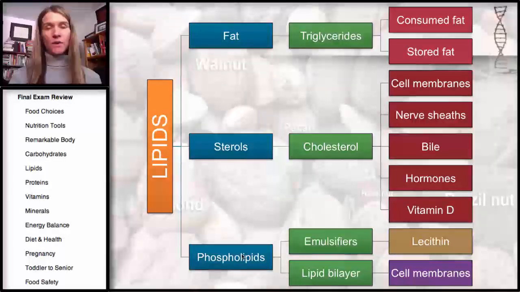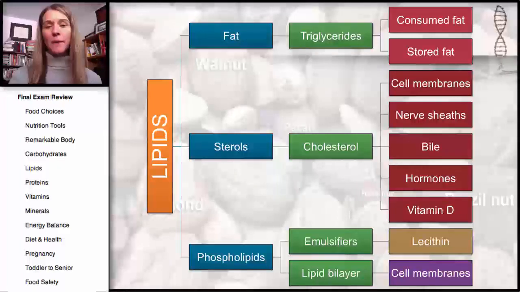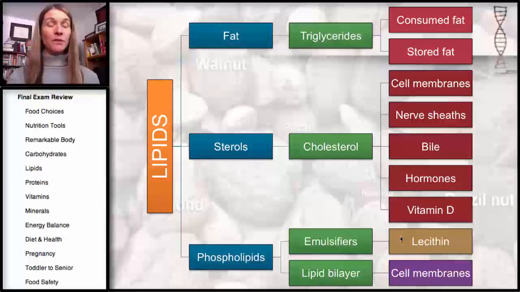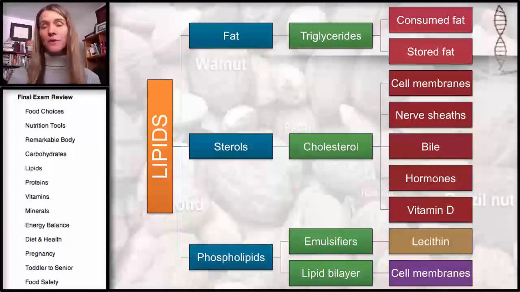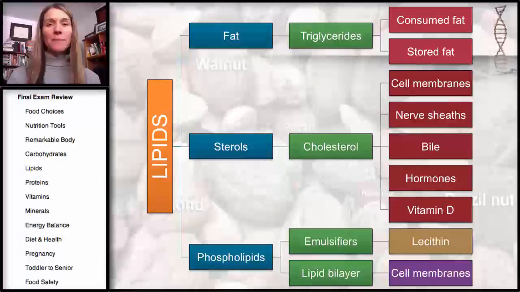Lastly, we have phospholipids. These act as emulsifiers, and they are also part of the lipid bilayer in the cell membrane. An emulsifier, for example, lecithin, which you'll see added to foods in many food products, is simply something that can bring both fat and water, or an aqueous environment, together.